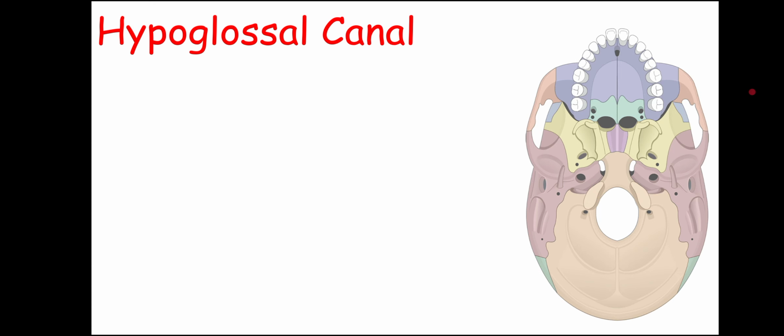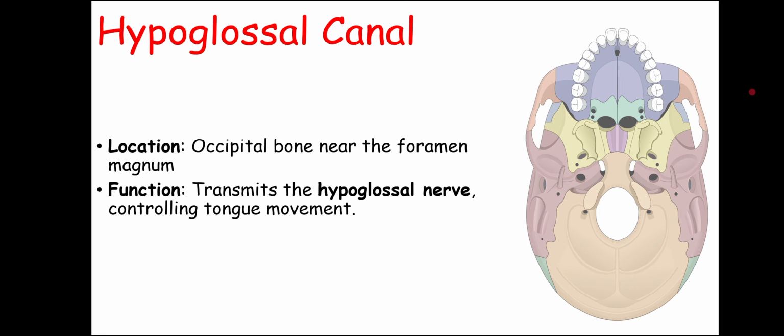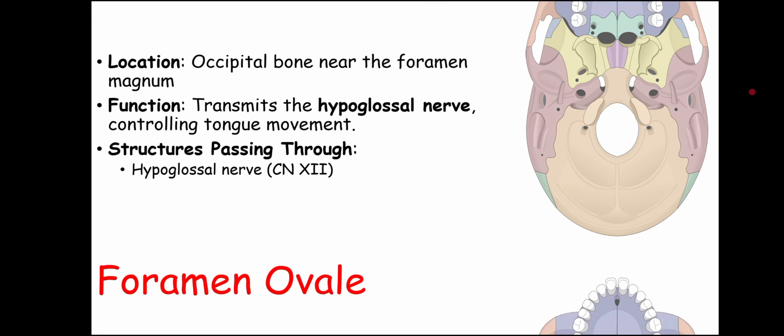The next foramen is hypoglossal canal. Location: occipital bone near the foramen magnum. Function: it transmits the hypoglossal nerve controlling tongue movement. Structure passing through hypoglossal canal is the hypoglossal nerve, that is cranial nerve number 12.